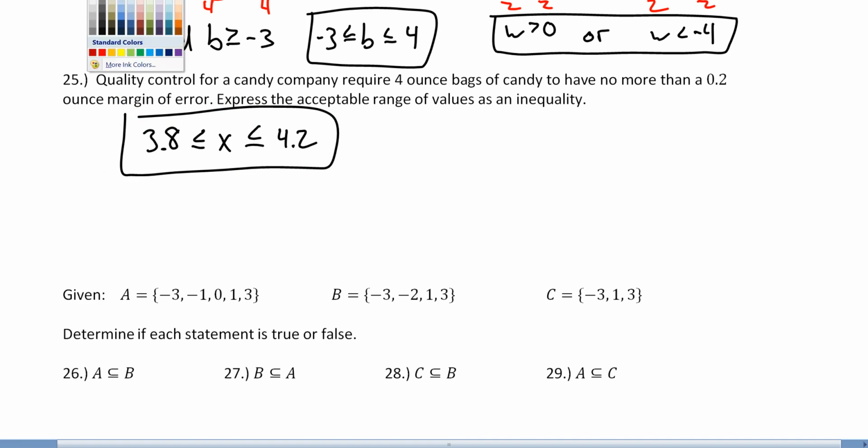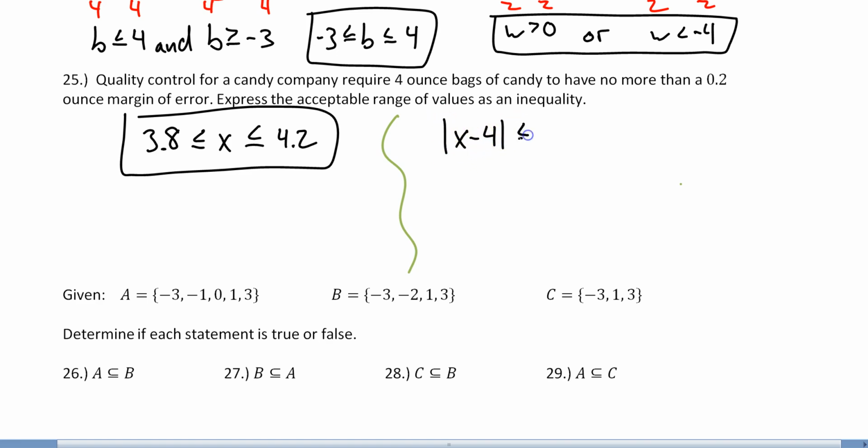Okay? And here's the thing. We can solve this one doing an absolute value inequality. We could say if I do x minus the 4 ounces, that should be less than or equal to 0.2 or negative 0.2. In other words, the absolute value of that. And you could solve this and say, okay, x minus 4 is less than or equal to 0.2. x minus 4 is greater than or equal to negative 0.2. And then solve each. And you're going to get the same values.